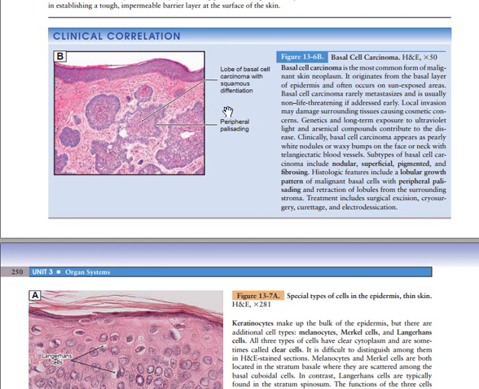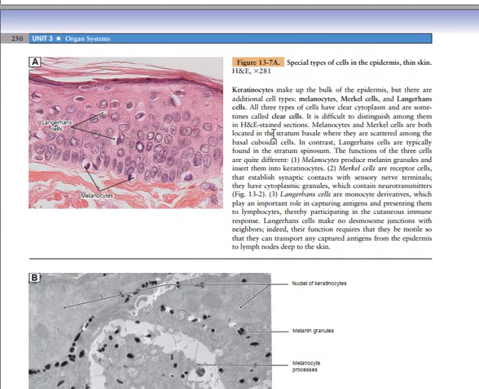Is it clear? So the subtypes of basal cell carcinoma are nodular, superficial, pigmented, and fibrosing. On histologic features, you have lobular growth patterns of the malignant lesion. Now, the special cell types of the epidermis.